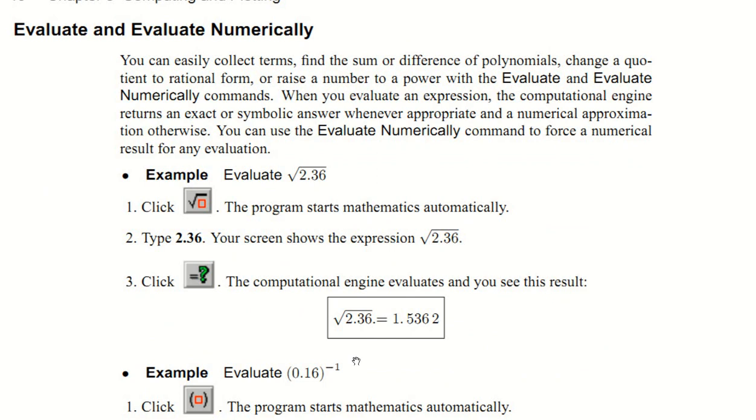Evaluate and evaluate numerically. You can easily collect terms, find the sum or difference of polynomials, change a quotient to rational form, or raise a number to a power with the evaluate or evaluate numerically commands. When you evaluate an expression, the computational engine returns an exact or symbolic answer whenever appropriate and a numerical approximation otherwise. You can use the evaluate numerically command to force a numerical result for any evaluation. For example, you want to evaluate this expression, the square root of 2.36. Click this button. The program starts mathematics automatically. Type 2.36. Your screen shows this expression. Then click on this button. The computational engine evaluates and you see this result, which is given in this box.